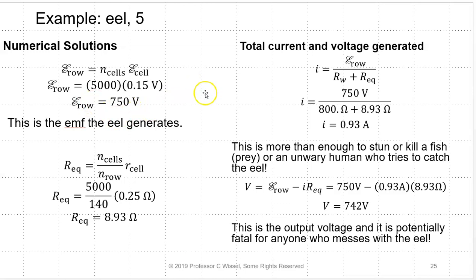So now we can start putting numbers in. E_row is just the number of cells times the EMF of one cell. It's 5,000 times 0.15 volt, so it's 750 volts. That's pretty respectable. This is the EMF the eel generates.